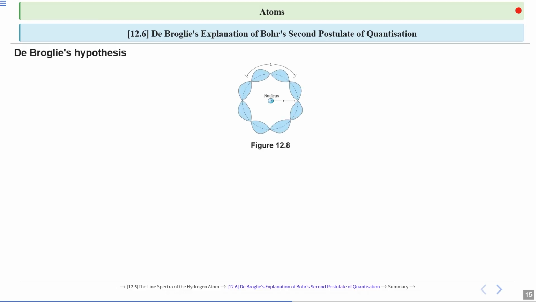Here figure 12.8 shows a standing wave pattern. Notice how the wave fits perfectly along the length of a string, creating distinct nodes and antinodes. This is similar to how electrons can form standing waves around the nucleus in an atom.